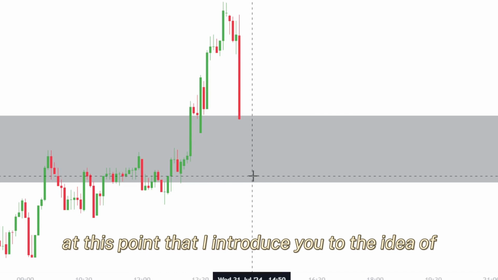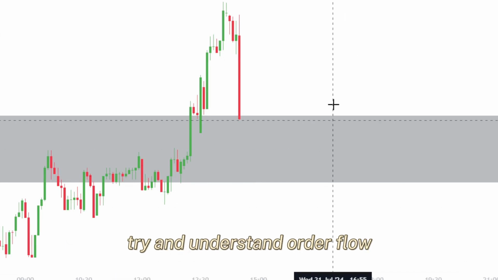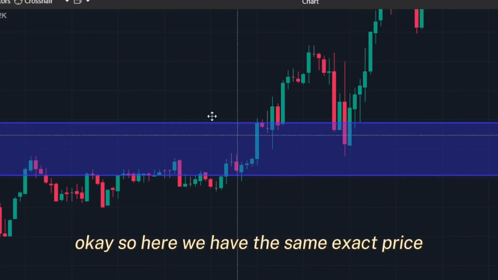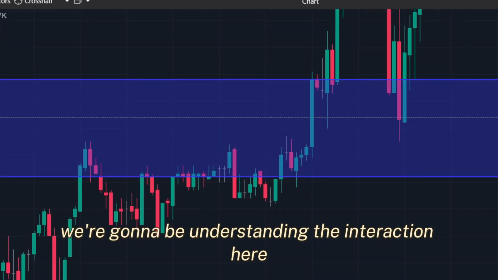And it's at this point that I introduce you to the idea of order flow. So let's now dive into the footprint chart and understand order flow. Here we have the exact same price, but on ATAS, so this is a footprint chart. We're going to be understanding the interaction between buyers and sellers.